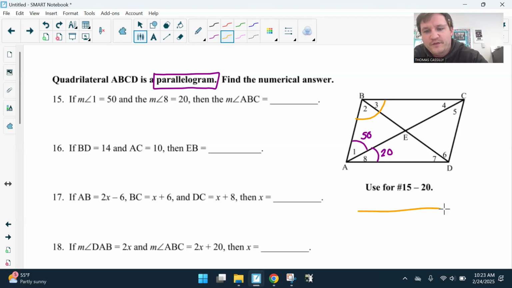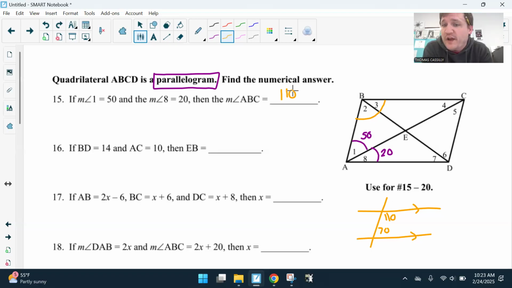The opposite sides are parallel. So that means we have some same side interior angles. We know same side interior angles have to be supplementary. So we have a 110-degree angle right there. Angle 2 and 3 together are 110. I don't know if they are individually. I don't care what angle 2 is. I don't care what angle 3 is. I know that entire top corner there, angle ABC, is 110 degrees.